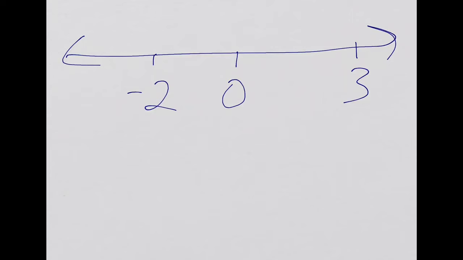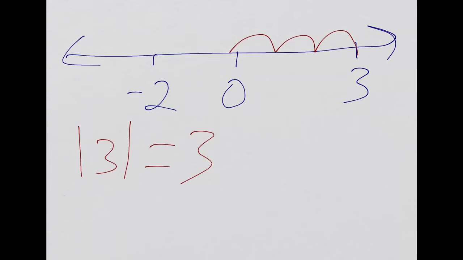The final concept to review for today is absolute value. The definition of absolute value is distance from 0. So if I take the absolute value of a number like 3, how far away is that from 0? 1, 2, 3. If I take the absolute value of a different number, like negative 2, how far away is that from 0? 1, 2.